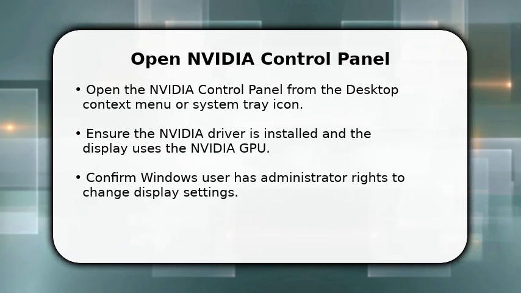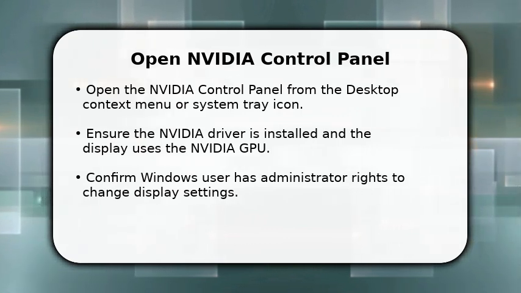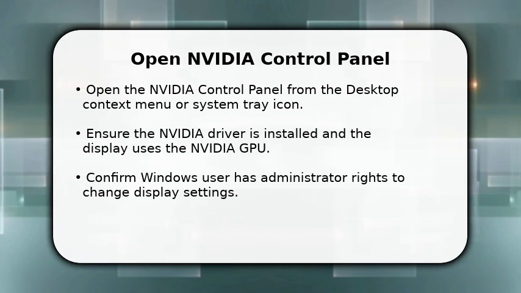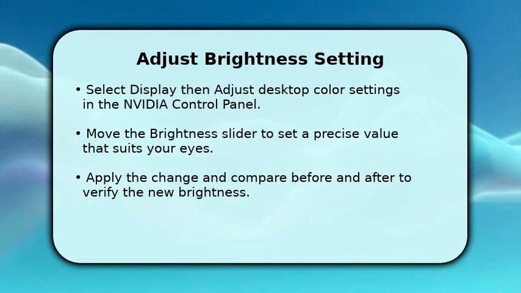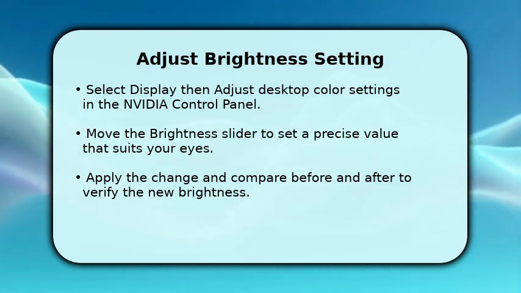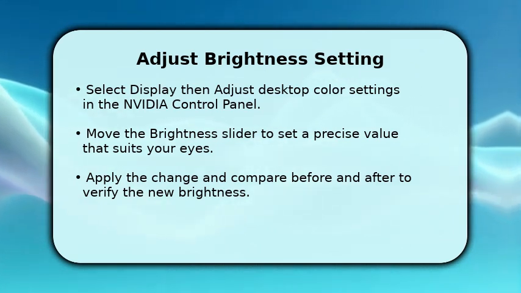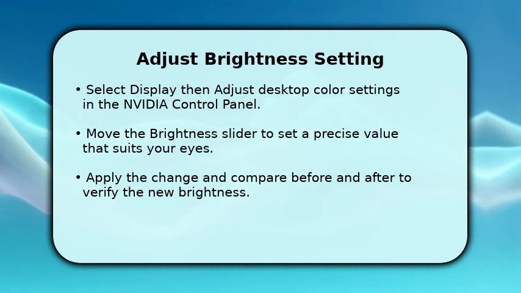Select Display from the left column, then choose Adjust Desktop Color Settings. Locate the brightness slider under the Color Settings section of the panel. Move the brightness slider slowly to increase or decrease screen brightness. Watch the screen while adjusting to pick a comfortable level.